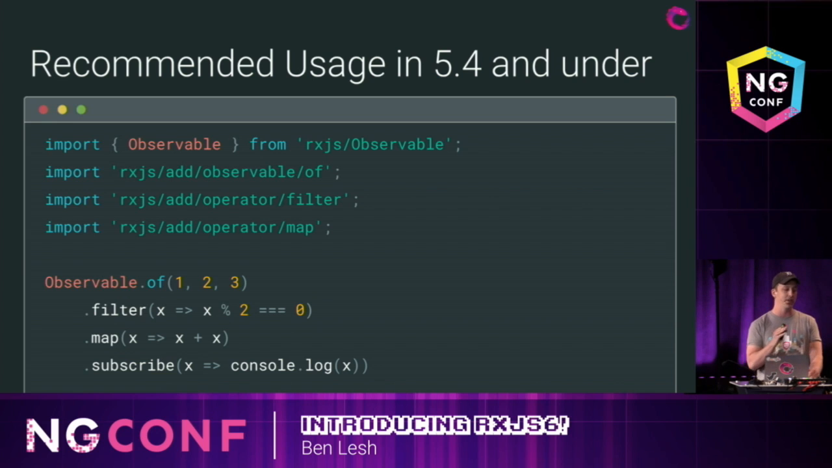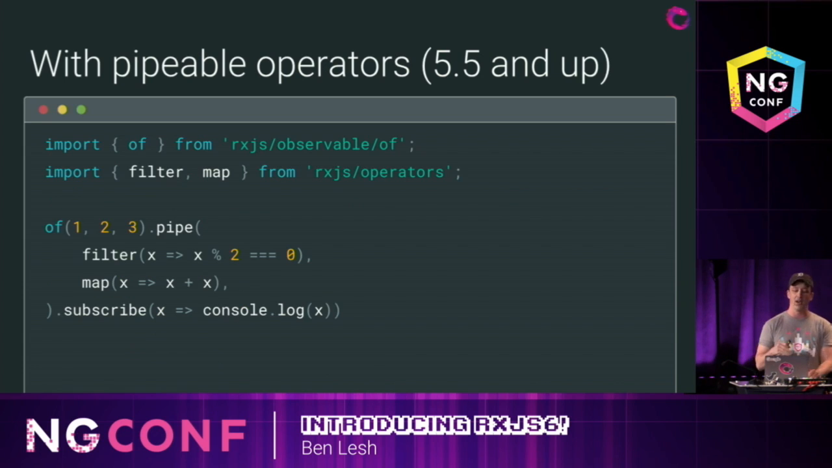In past years, whenever you were using RxJS 5 or 5.4 and under, this is what we recommended. The recommended usage was you would import Observable, and you would then add your creation methods, add your operators, and you would use them. And this is fine. With 5.5 and up, we recommended that people start importing the creation methods directly and using them, like we're doing here with of. And we also recommended that you import pipeable operators and use them inside the pipe method of Observable.